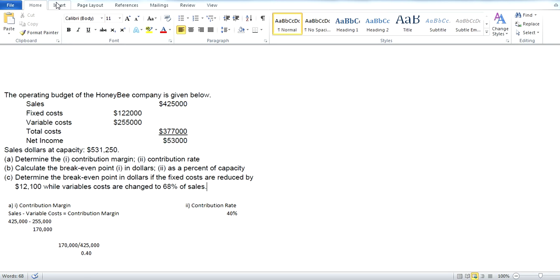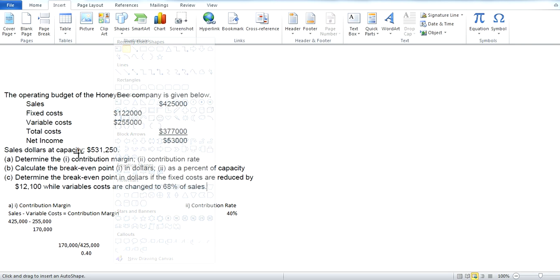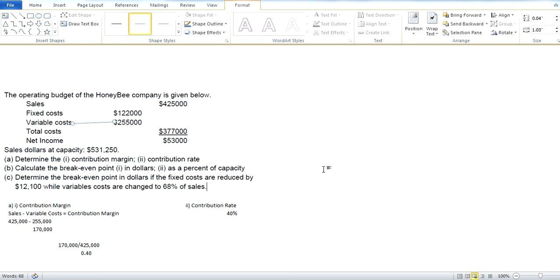Okay, so that's the key. If you're given a question for testing, make sure that you're picking up the right amounts. It doesn't matter how it's listed; you have to understand that contribution margin is sales minus variable costs. We get 170,000, and then we have to figure out what the percentage of variable costs out of sales is, and we get 0.40. So our contribution margin is 0.40.